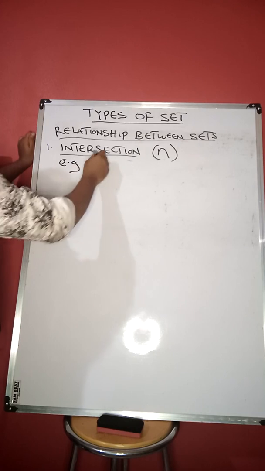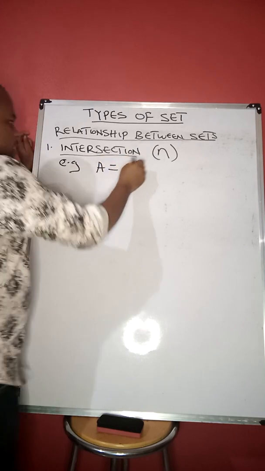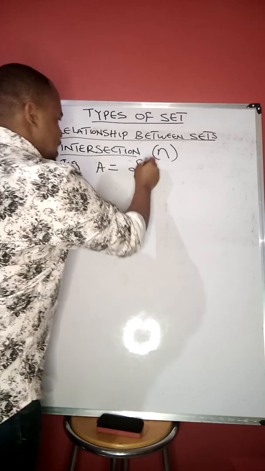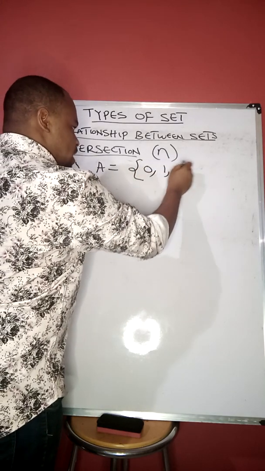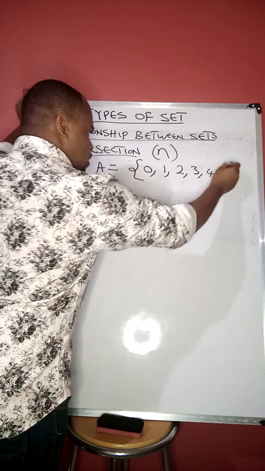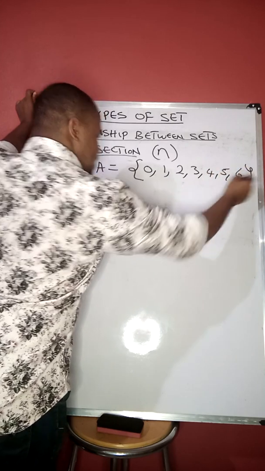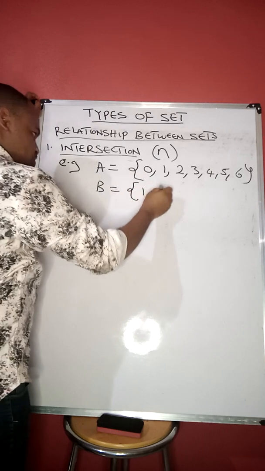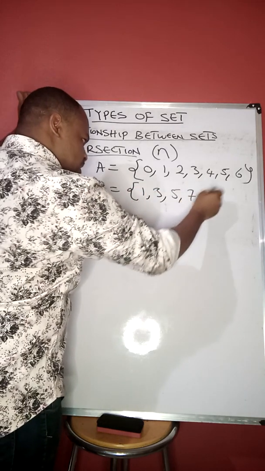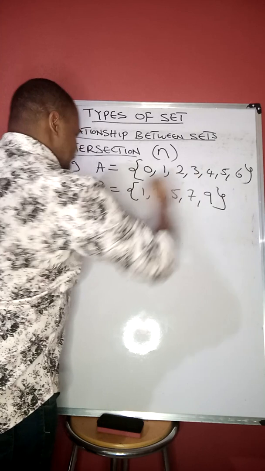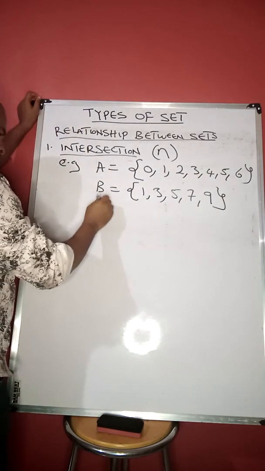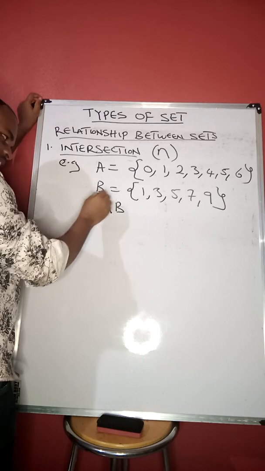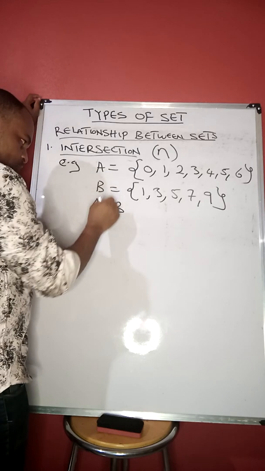Example, if I am given a set A, don't forget you always enclose your set with a curly bracket. I'm given a set A to be {0, 1, 2, 3, 4, 5, 6}, and I am given a set B to be {1, 3, 5, 7, 9}. I want to look for A intersection B. Look at the symbol for intersection, it is a small letter n.